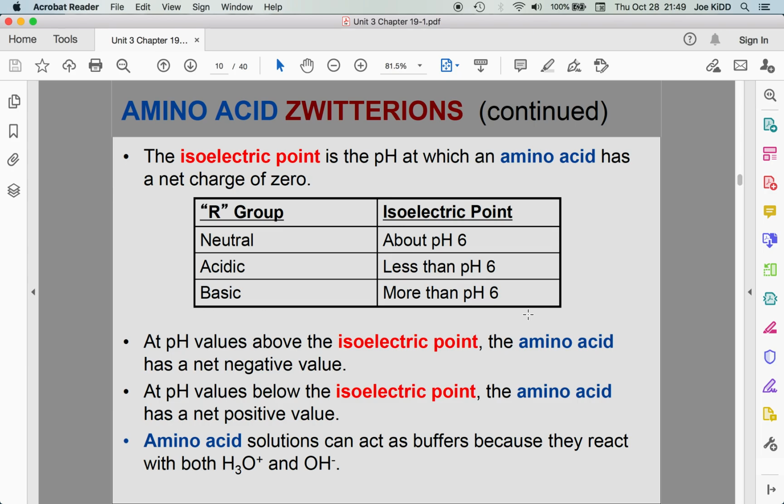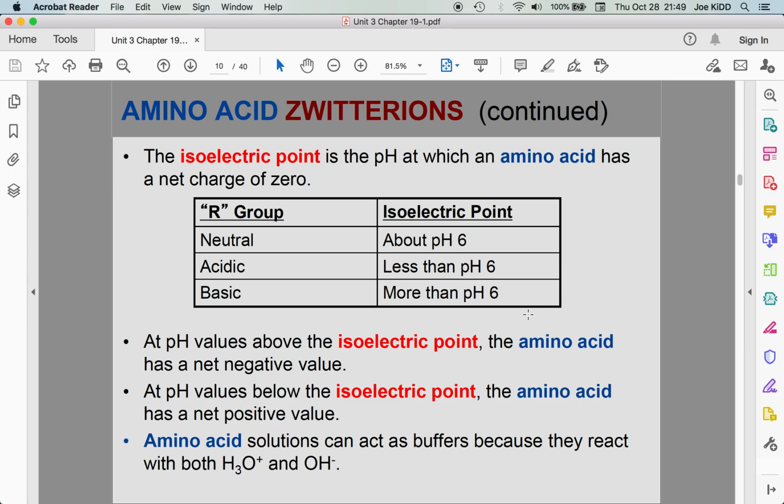At any pH value that would be above the isoelectric point, the amino acid would have an overall negative charge. So if we had a neutral amino acid at a pH of 8, there would be an overall negative charge on that. If we go below it, it would be a positive charge. So if we had a neutral amino acid that was at pH 4, that would have a net positive charge.